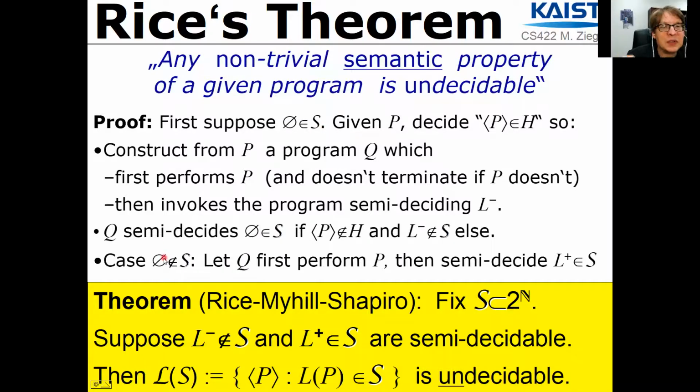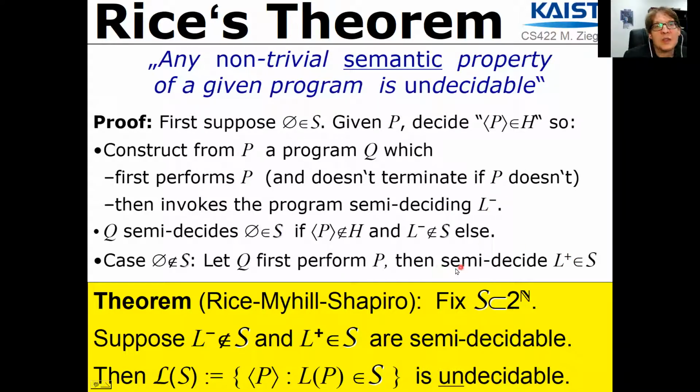The second case, suppose that this empty set does not belong to S. What are we going to do then? Again, we make a reduction, convert the given algorithm P into a new algorithm Q, and analyze the behavior of Q. But in this case, the new algorithm Q will first perform P as before, and then proceed to invoke and simulate the algorithm that semi-decides L plus as opposed to L minus.